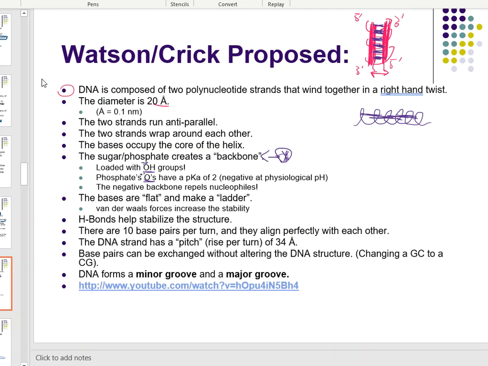There's also electrons on the oxygens of the phosphate groups that creates a highly negative charge, and this negative charge repels what we call nucleophiles. Nucleophiles in organic chemistry, this is really how orgo reactions begin to take place. We often think about what is the nucleophile and where is the nucleophile going to attach.